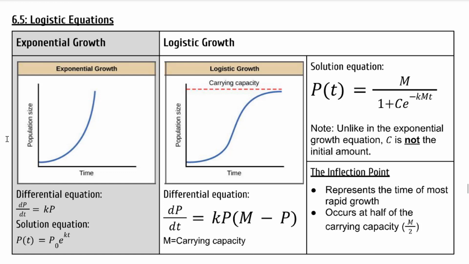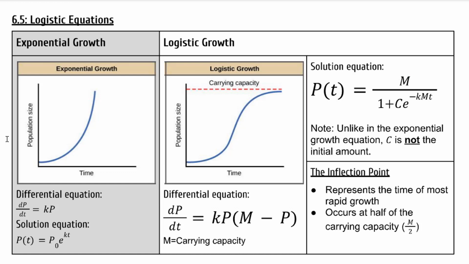But in reality, consistent exponential population growth is not sustainable. That's where logistic growth models come in. A logistic growth differential equation can show up in many different forms. The form we're going to look at most closely today is k p times m minus p, where m is the carrying capacity or the maximum. Our solution for that is m over 1 plus c e to the negative kmt.